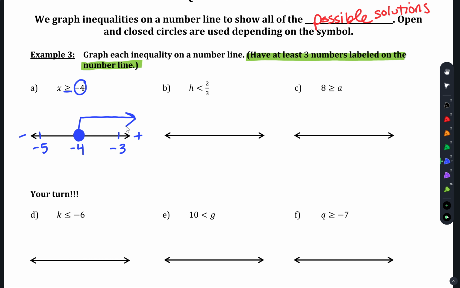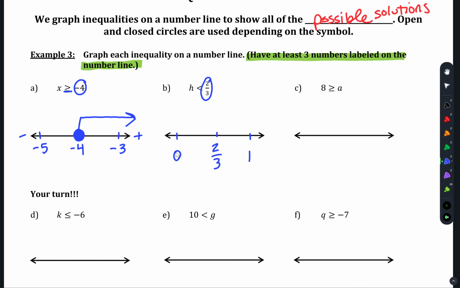Letter B, I'm going to do the same exact thing. I'm going to take my number here, 2/3, and plop it in the middle of my graph. I'm not going to make things too hard on myself. I'm just going to pick a number that is bigger. A whole number works fine. And a number that is smaller, again, whole numbers work fine for me.